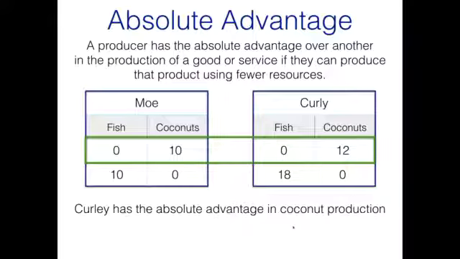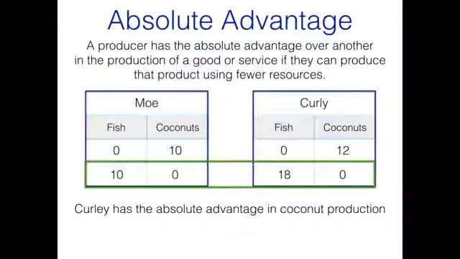If we are now concerned with fish production, we go to the last row, which illustrates when both Mo and Curly specialize in fish production, i.e. they spend all of their time fishing and spending no time collecting coconuts. So again, if we compare daily output for Mo and Curly when they specialize in fishing all the time, Mo can catch 10 fish in a day while Curly can catch 18 fish in a day.